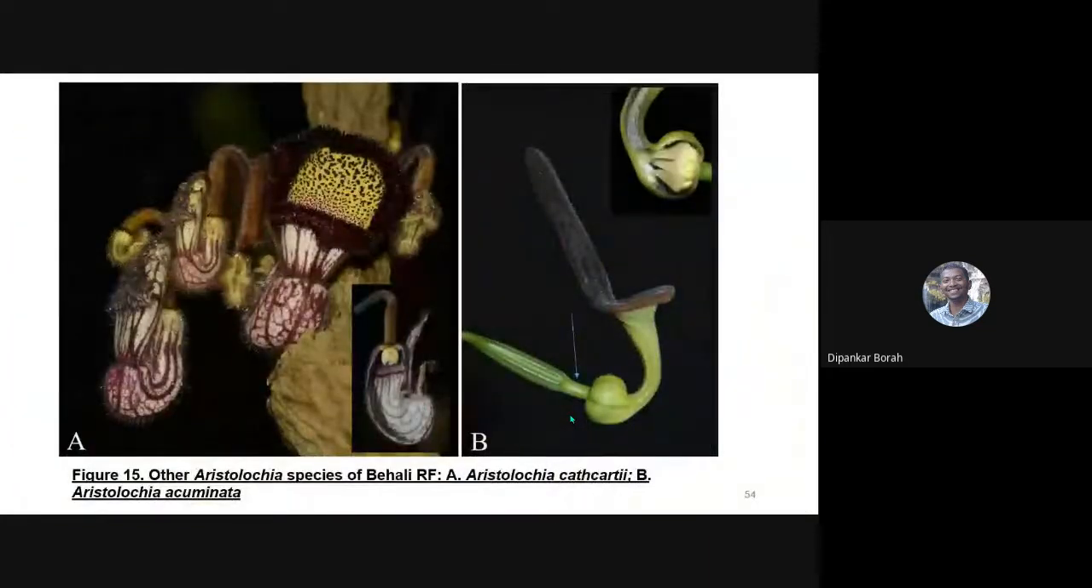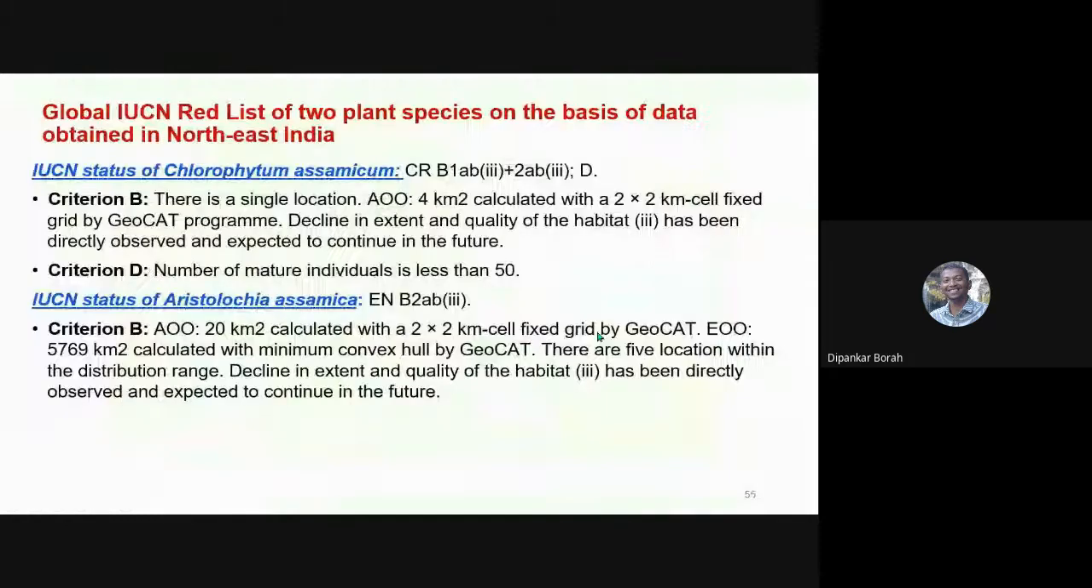Figure 15 shows other Aristolochia species found in Behali Reserve Forest. A is Aristolochia cathcartii of the section Siphisia, and then Aristolochia acuminata of the section Podanthemum. Two species have been assessed for the IUCN Red List. The first one is Chlorophytum assamicum. It is assessed as critically endangered following criteria B and D. And the second is Aristolochia assamica, which was assessed as endangered following criterion B.